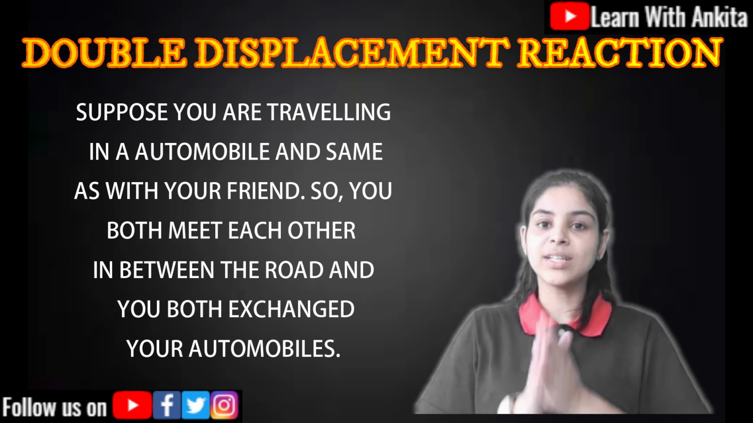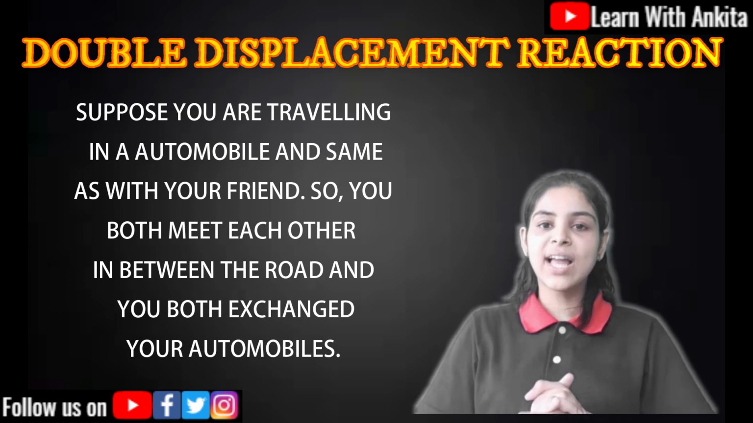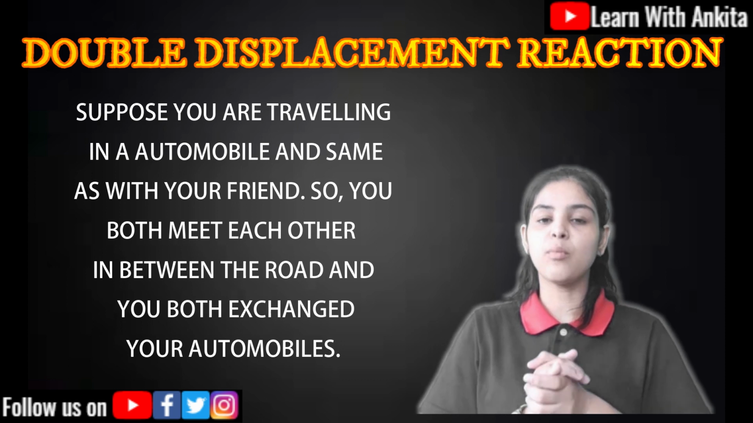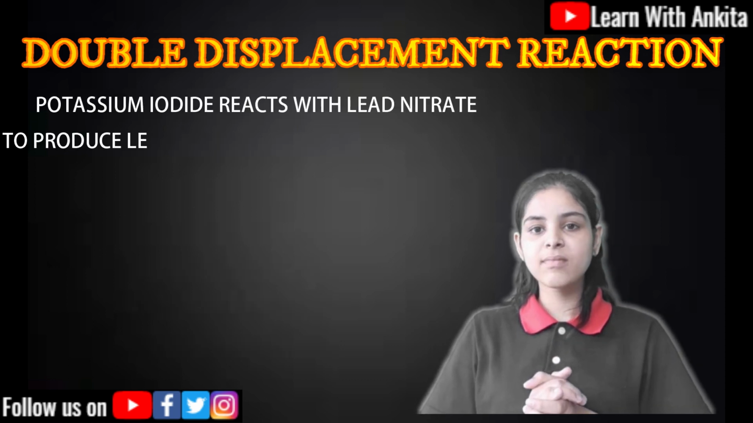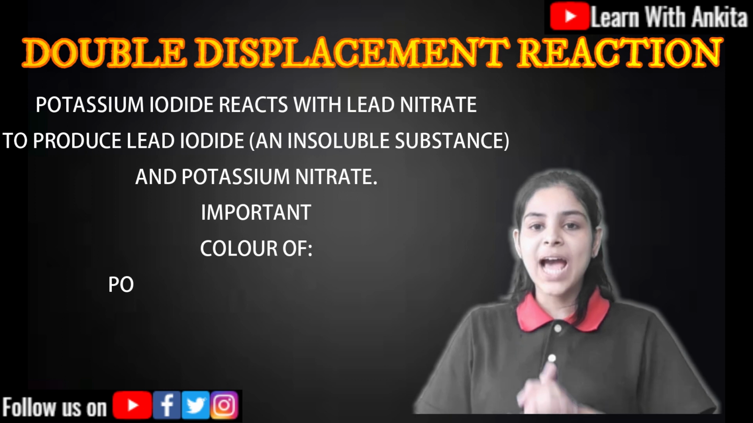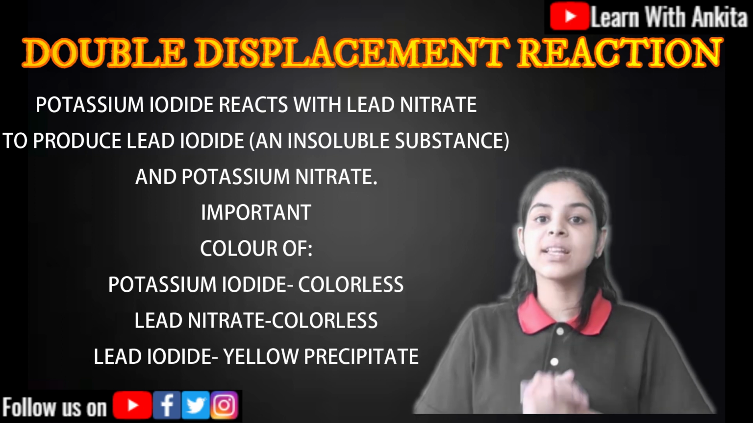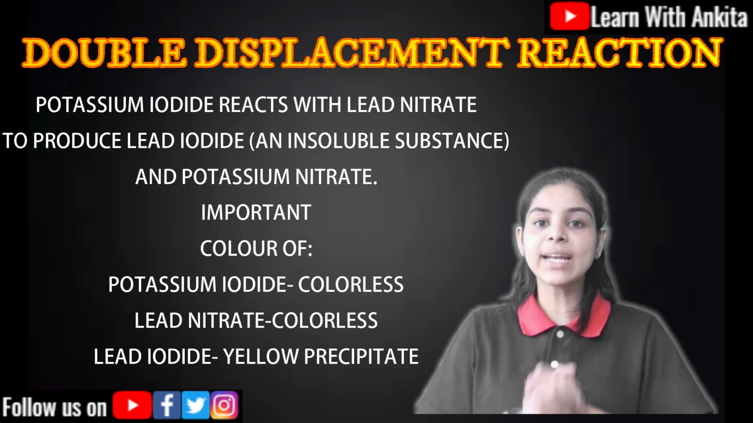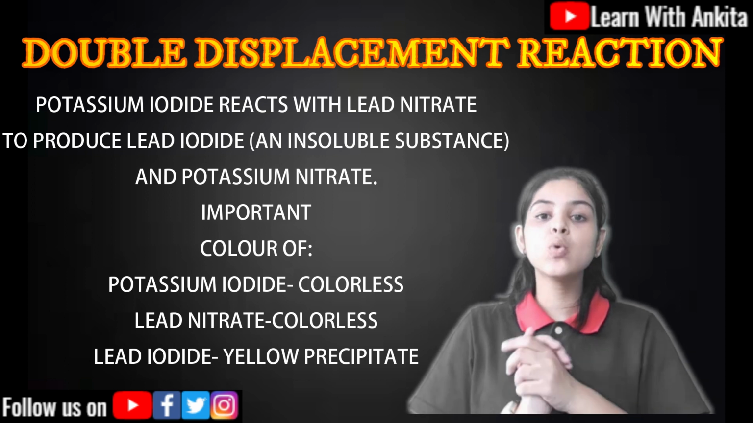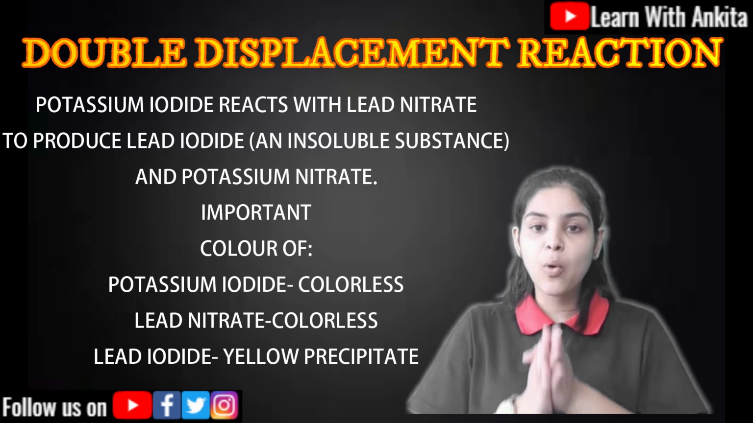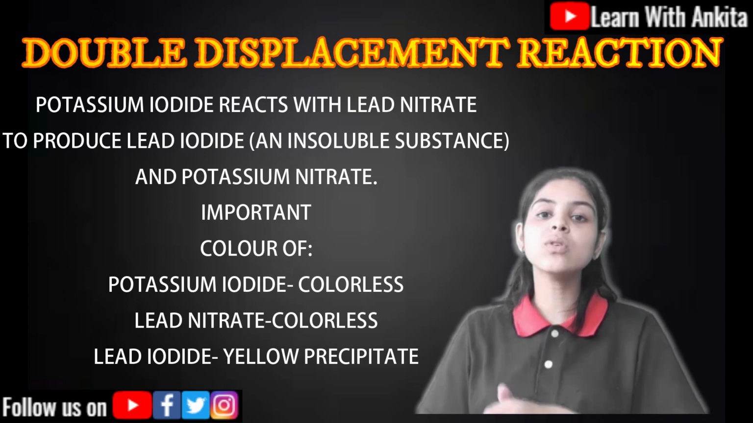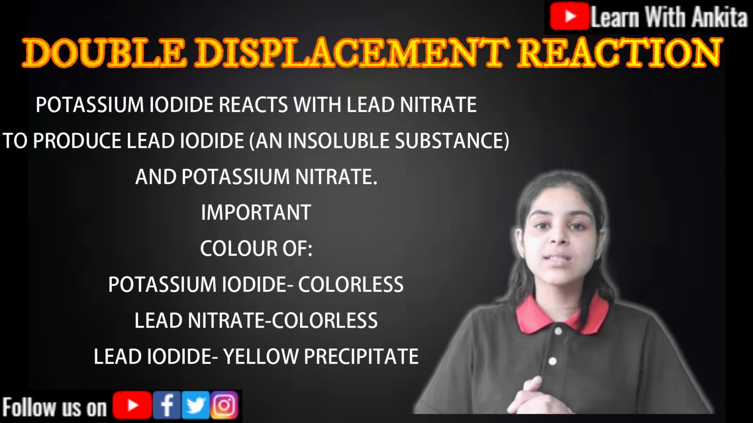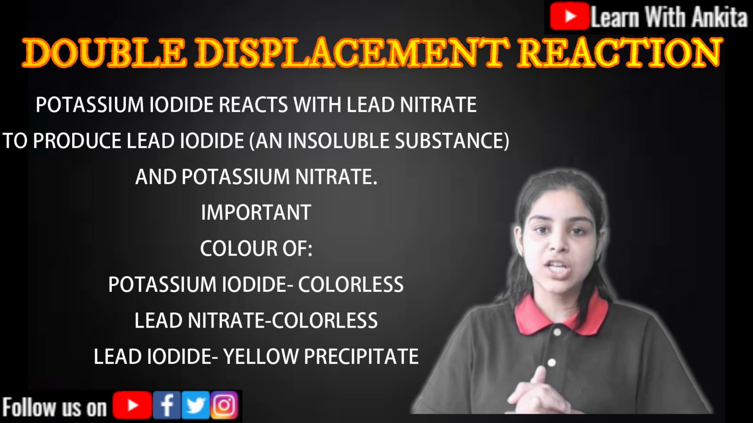This was just all about the double displacement reaction. I would like to give you the example over here. With the example, you will be more clear. You can see over here, potassium iodide is reacting with lead nitrate. They both are the two substances over here, and they are reacting to form two more substances. What are those two substances? Lead iodide and potassium nitrate.